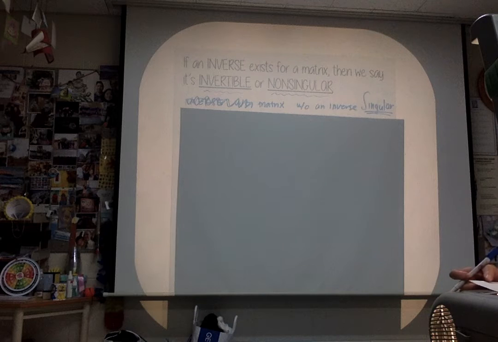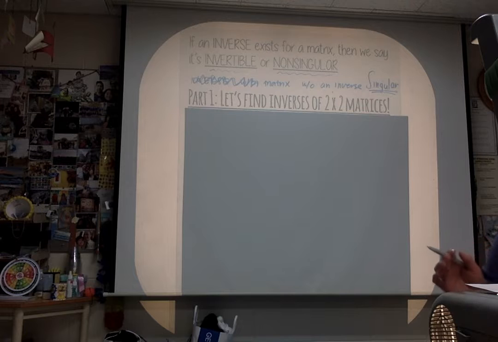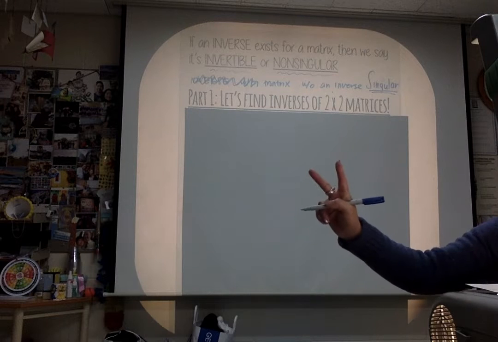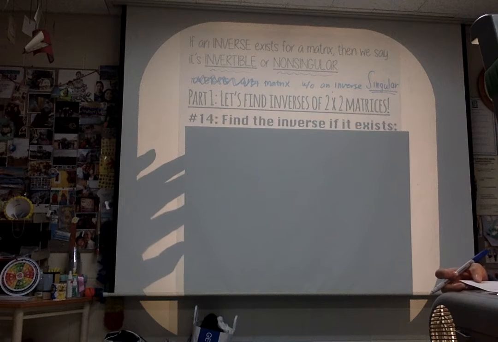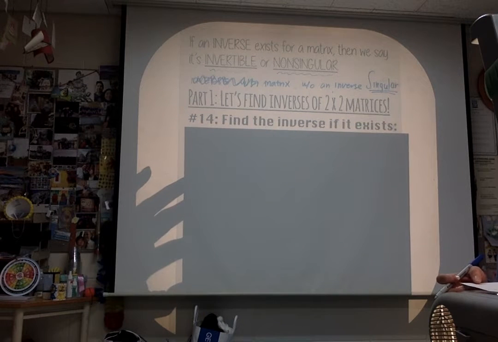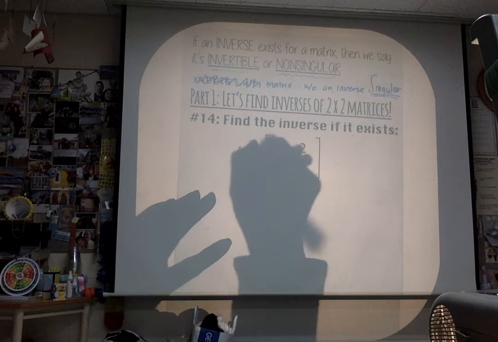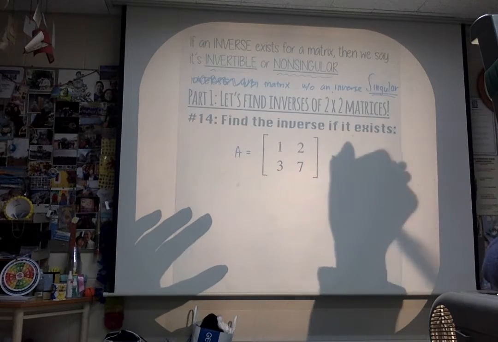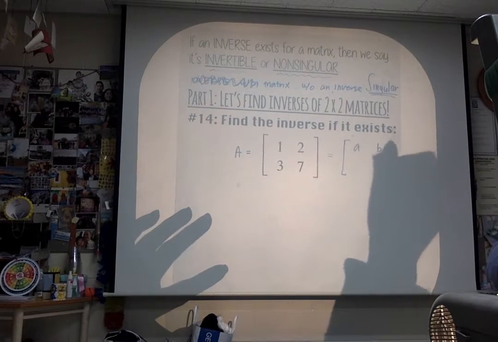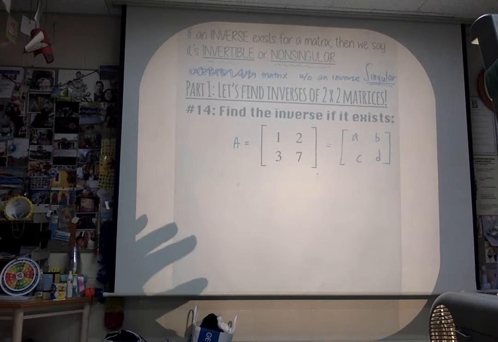All right, so part one, let's find inverses of a 2 by 2 matrix. A 2 by 2 matrix is going to be the easiest one, okay? You can do it with 2 different methods only for a 2 by 2, all right? So 14 says, this is from the homework, okay? Find the inverse if it exists. So I gave you this matrix, and we're going to call this guy an A matrix, okay? Let's give it positions like A, B, C, D, which is a pretty typical way of referring to each position, okay?